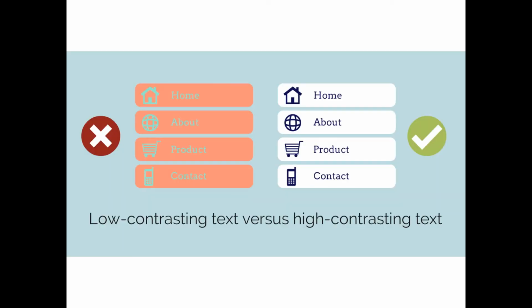Low contrasting text versus high contrast. This is low contrast. If you step back, roll back 5 feet, this gets really hard to read. It gets hard to see. If the colors start to vibrate, this is much better. It's clear, it's easy to see. 10 feet back, I can still read the home, about, product, contact. That works much better. It's the same information, but just having nice contrasting text makes this a much more pleasant, easier to read experience.